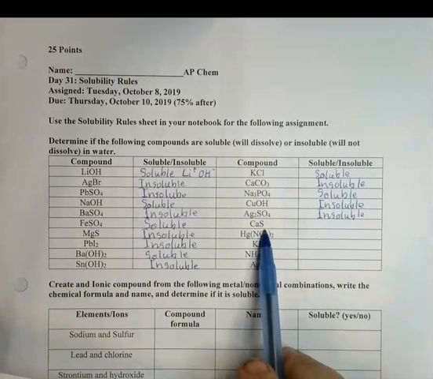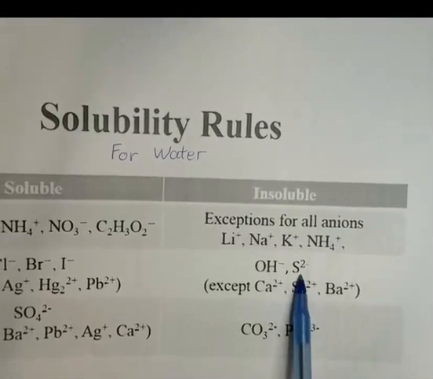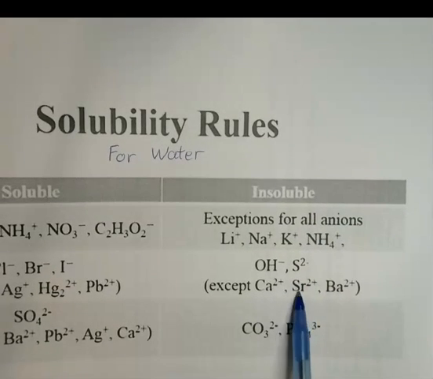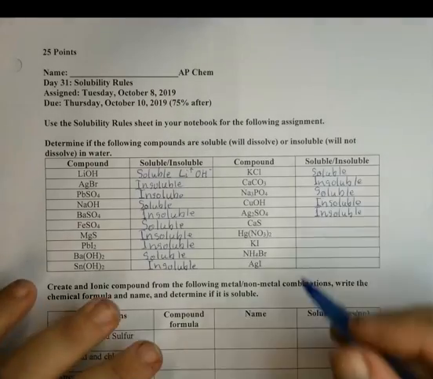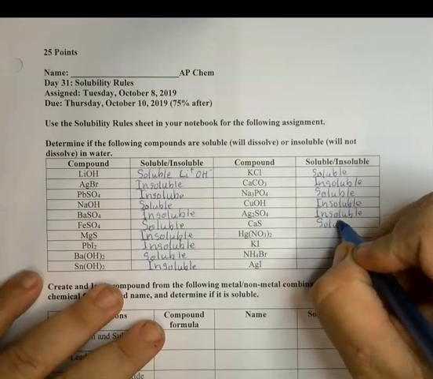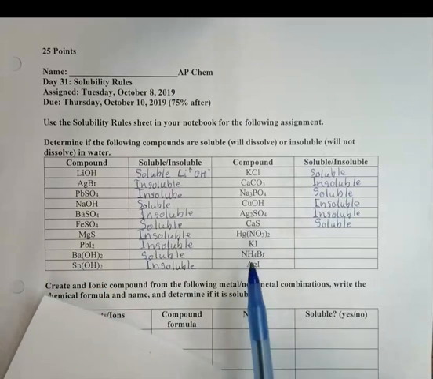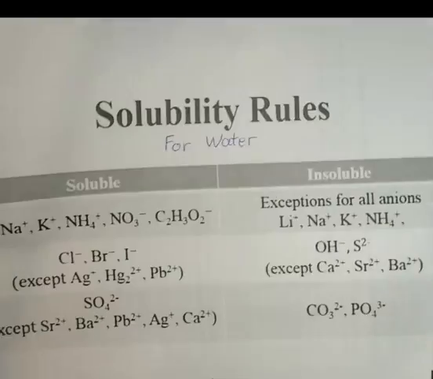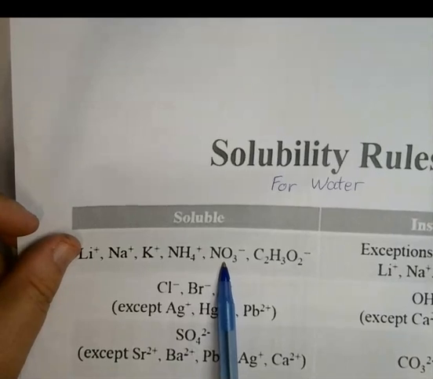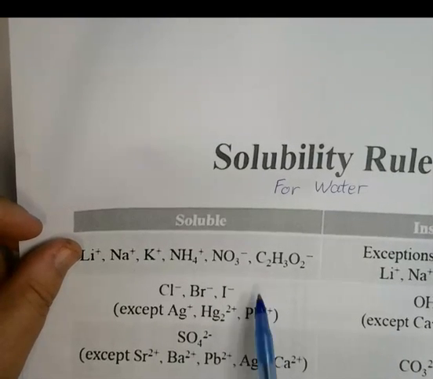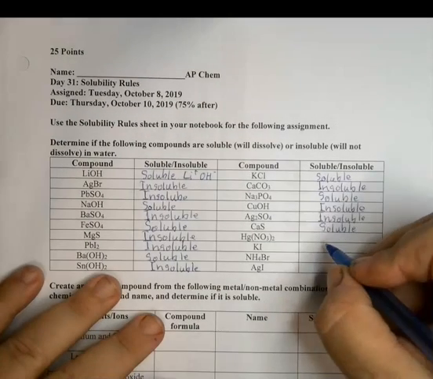Okay, calcium sulfide. So sulfide is insoluble except when it's with one of these three, and calcium is one of those three, so that's going to make it soluble. Okay, this is mercury nitrate. So we come over here and we see nitrate is in our soluble list. There are no exceptions anywhere. So mercury nitrate is going to be soluble.